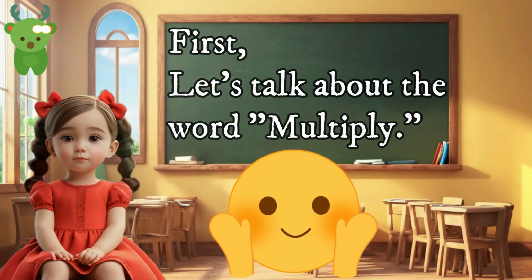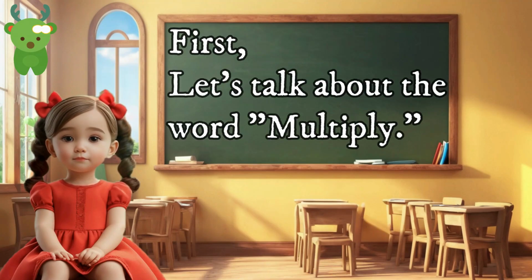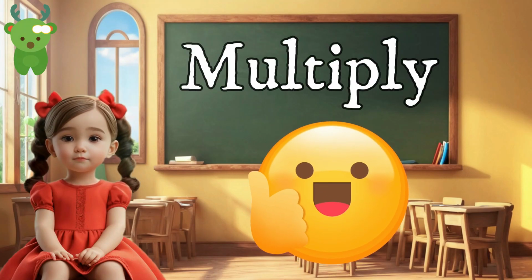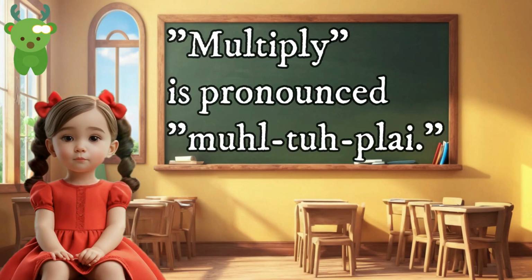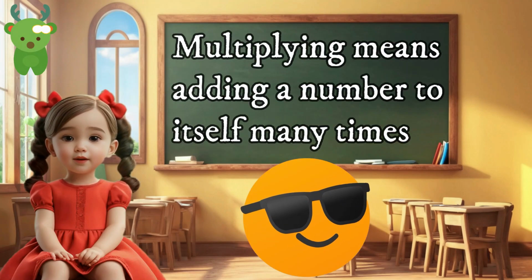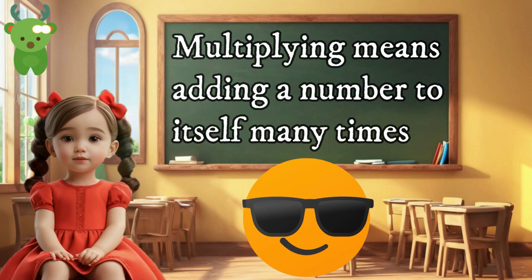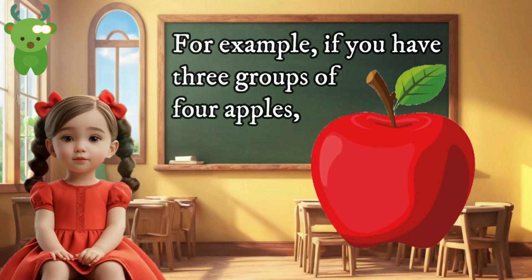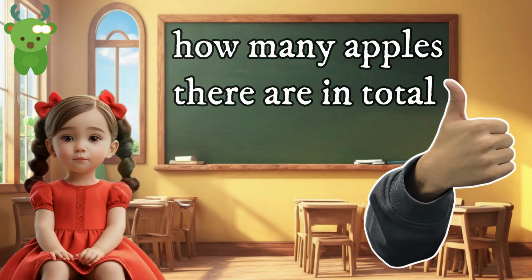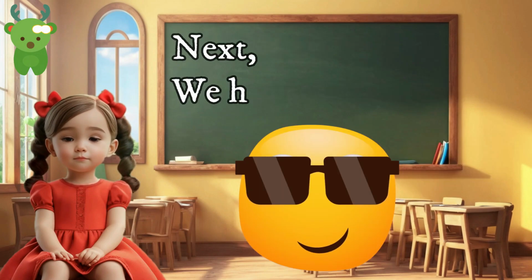First, let's talk about the word multiply. Multiply is pronounced multiply. Multiplying means adding a number to itself many times. For example, if you have 3 groups of 4 apples, you can multiply 3 by 4 to find out how many apples there are in total.